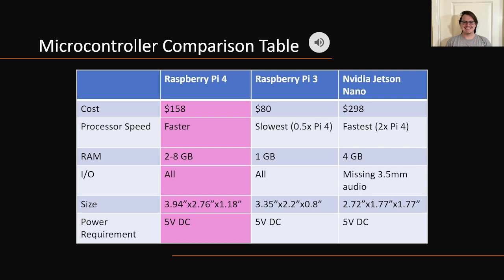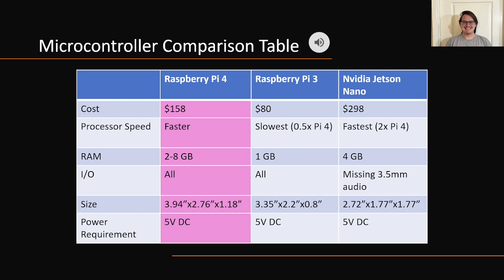Here we have our microcontroller comparison table, which shows the 3 microcontrollers and the pros and cons of each. First we have the Raspberry Pi 4, which costs $158, and out of the 3 microcontrollers is the middle of the ground in terms of speed. It has a variation in terms of RAM capacity and has all the I/O that we need. However, it is the largest microcontroller.